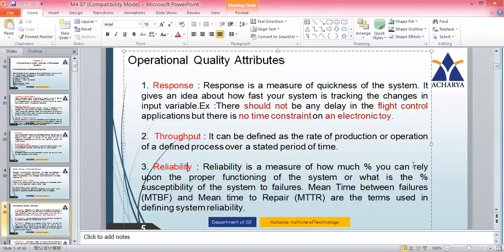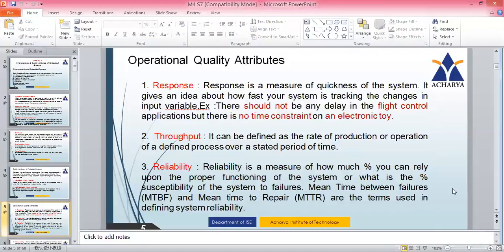Or what is the percent susceptibility of the system to failure? So 10% it is not reliable. Let me just take an example. I've used a particular system 10 times. In that 9 times it has worked, 1 time it has not worked. So that is how we take the percentage. Mean time between failures and mean time to repair are the terms used in defining reliability.